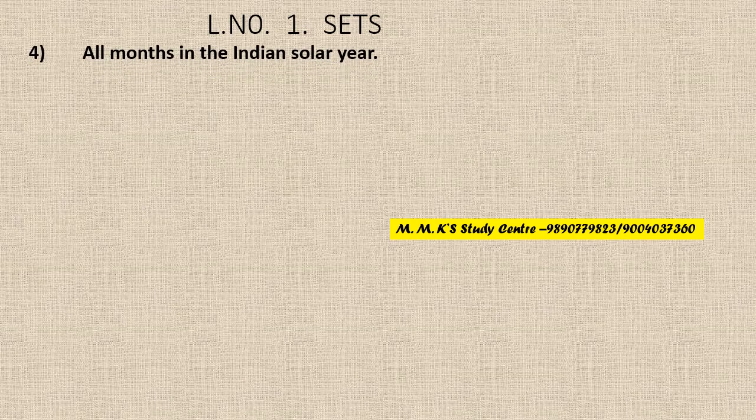Fourth example, question 4. All months in the Indian solar year. Yes, children, January, February is not an Indian solar year. Our Indian solar year months are Chaitra, Vaishak, Jyesth, Ashad, Shravan, Bhadrapad. Okay, these are all our Indian solar year months. And how many are they in number? Yes, they are 12 in number.